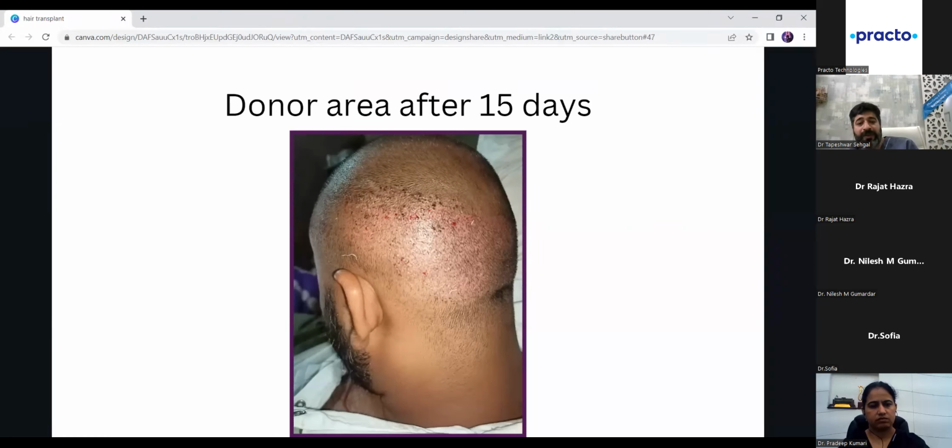Again, there is the phase of growth, so the catagen phase, the telogen phase, they are those. This is likely to come. In my 5 years, we have been doing only FUE. I haven't seen a patient coming to me after 6 months complaining about the donor area. This used to happen with the FUT technique, but none with the FUE.